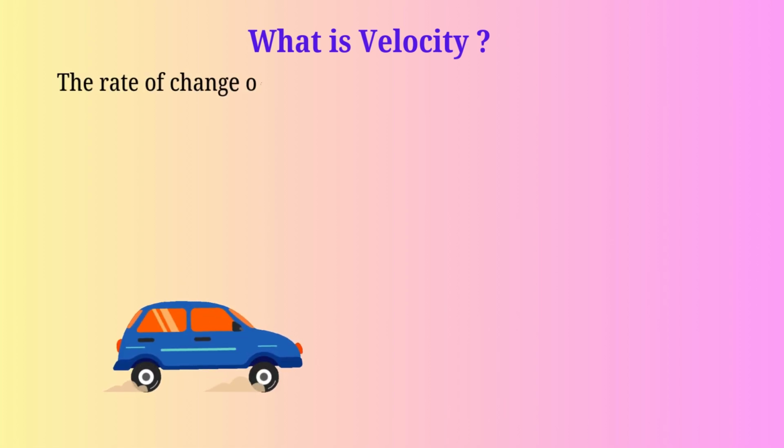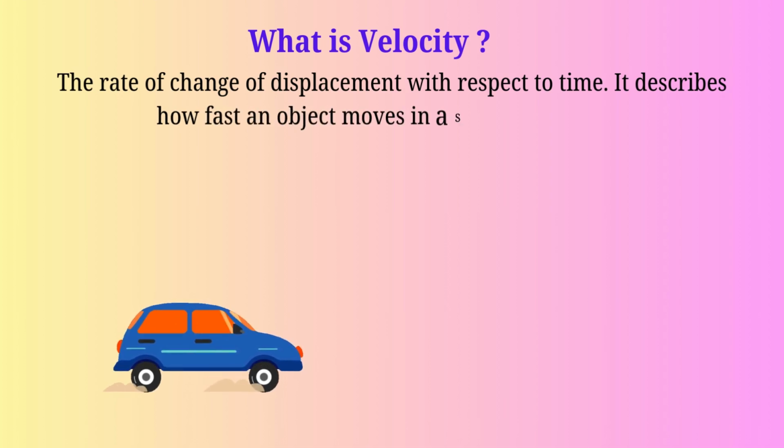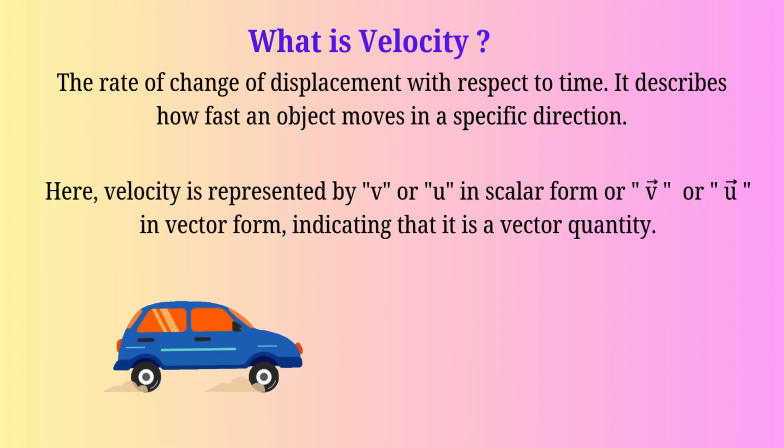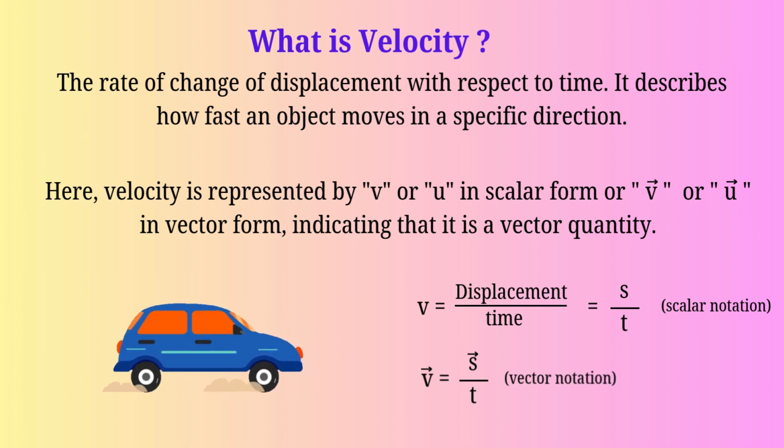Now, what is velocity? It is the rate of change of displacement with respect to time. It describes how fast an object moves in a specific direction. Here, velocity is represented by v or u in scalar form or v vector or u vector in vector form, which indicates that it is a vector quantity. Now we can write velocity in mathematical form, v equal to displacement upon time or s upon t in scalar notation, or v vector equal to s vector upon t in vector notation.